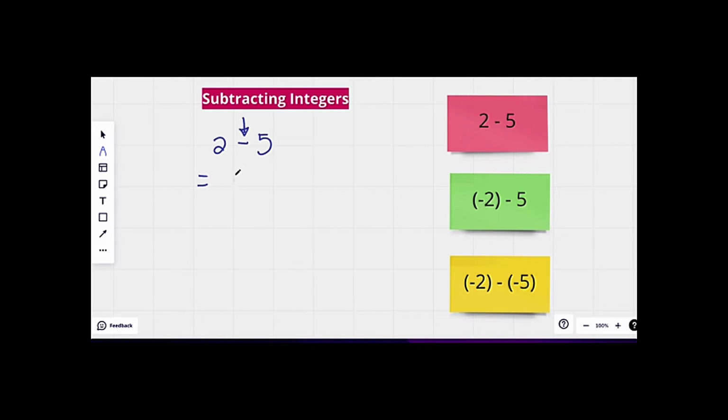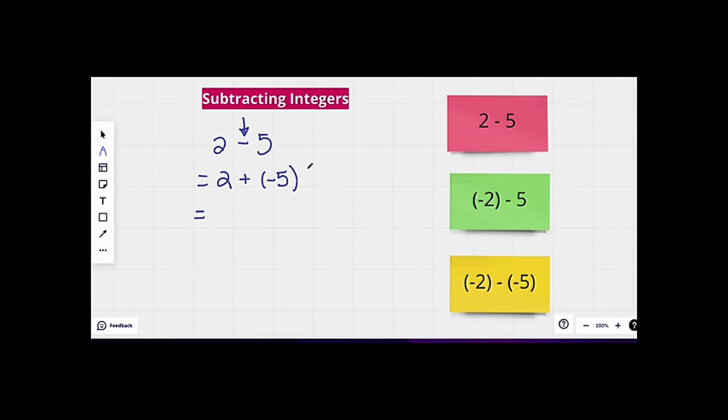Our next step is to change this operation sign to a plus. So we leave our 2 the way it is. We change our operation sign to a plus, and then we change the sign of our number. Right now it's a positive, so we're going to make it the opposite, which is going to be a negative. So this becomes a negative 5. And this is the key when you're subtracting integers. Change the operation sign, then change the sign of the number to the right. If you don't do that, you're not going to get the right answer.